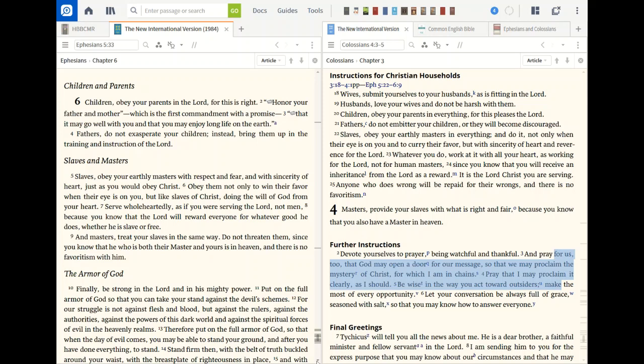So, a similar thing is going on over here with Ephesians. Obey them not only to win their favor when their eyes are on you, serve them single-heartedly, as if you're serving the Lord, not men, because your reward is the Lord rewards everyone for whatever good he does, whether slave or free. So similar things. There's a little more detail in Colossians going on here.